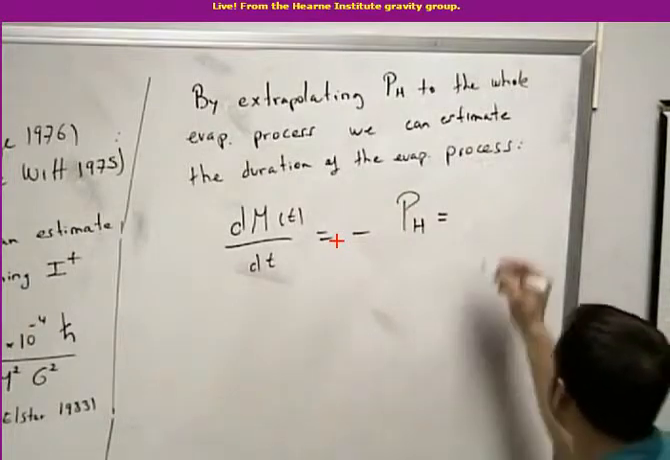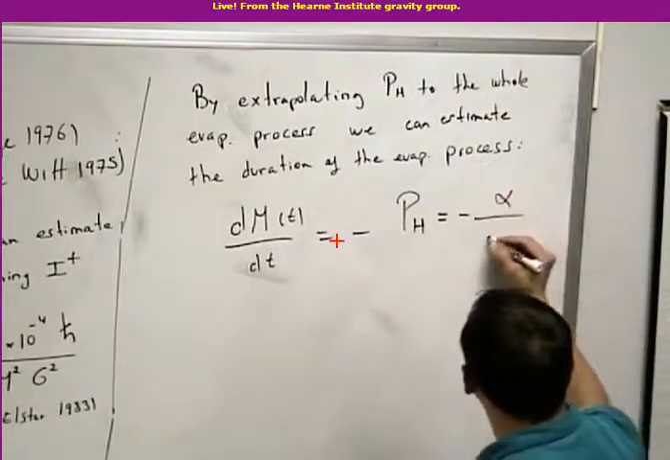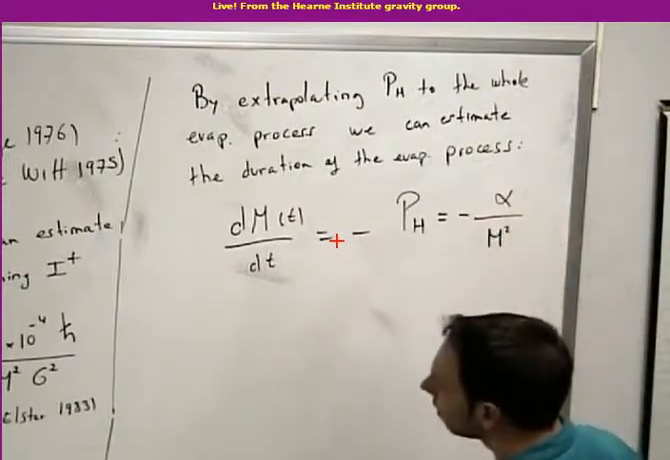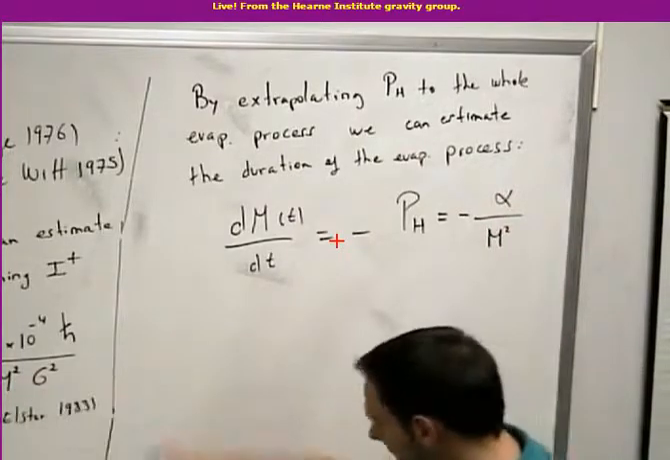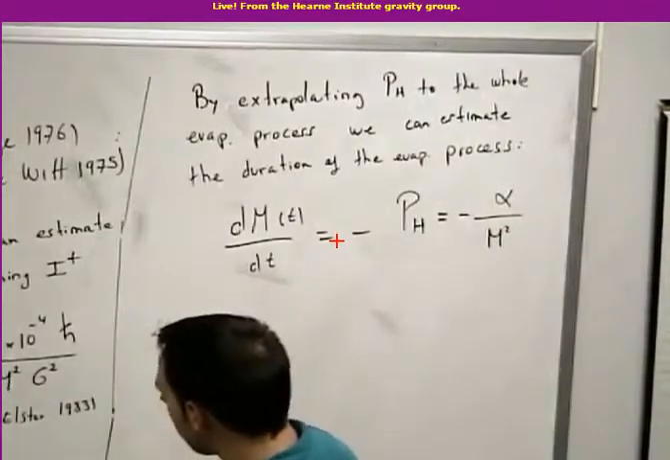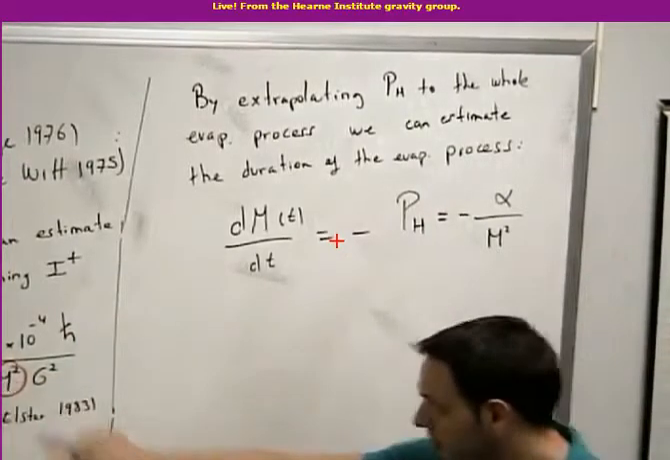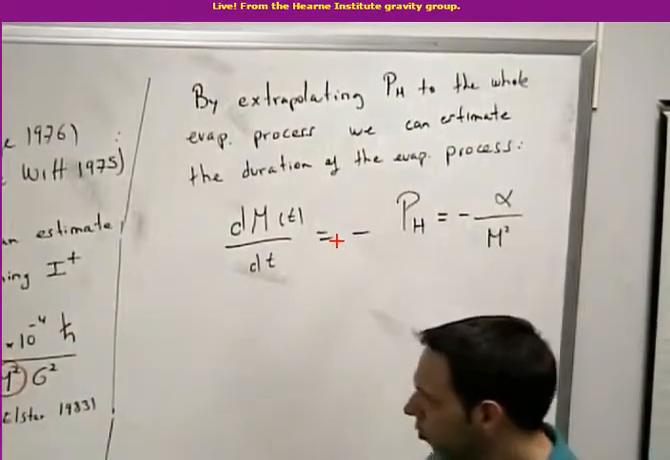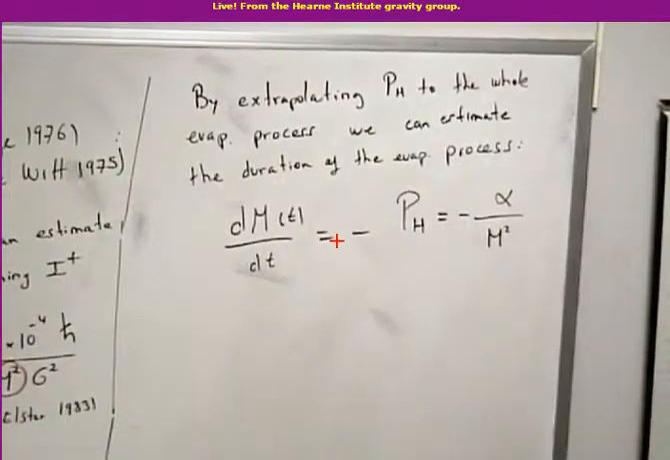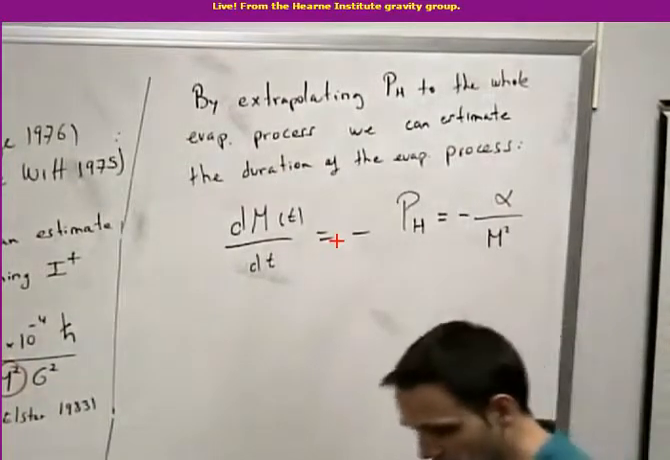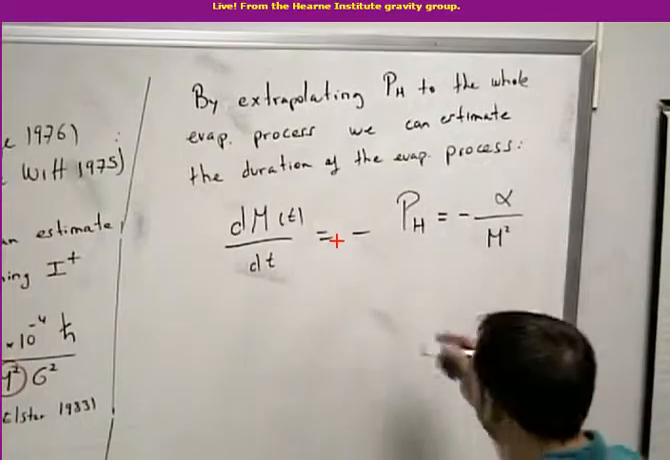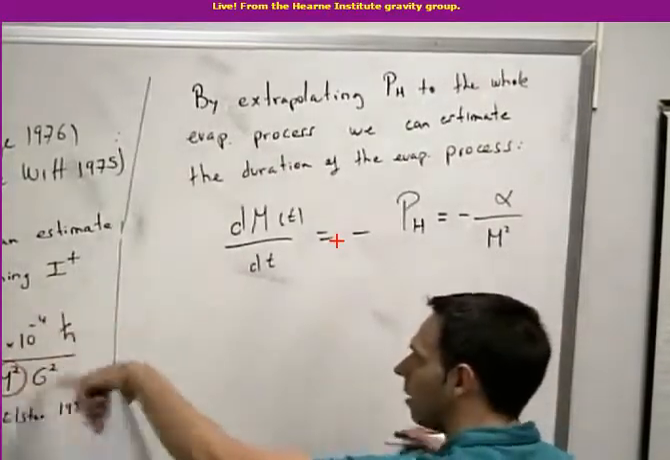And we know that that is a constant alpha divided by the mass squared. This is what we obtain from here. The power, remember, is inversely proportional to the mass. I didn't emphasize that enough, but that is very important. The power goes as 1 over the mass squared. So the smaller the black hole is, the much larger is the power. And this alpha just is obtained from here.